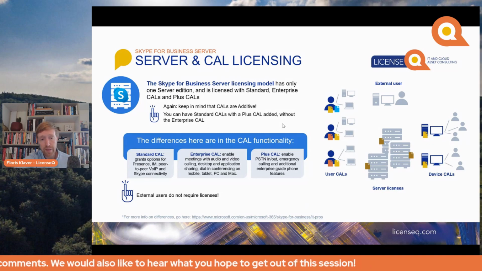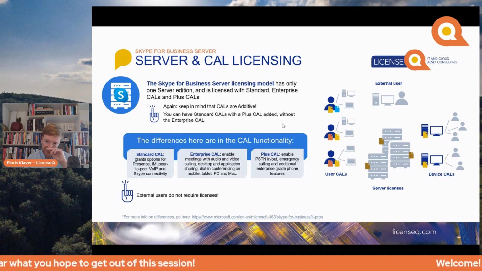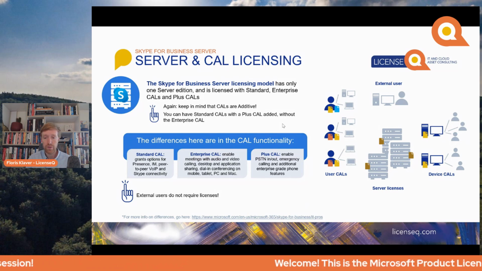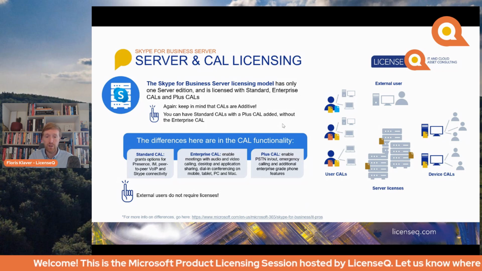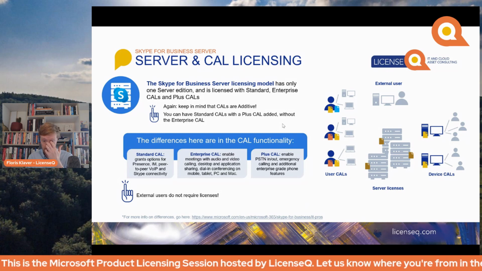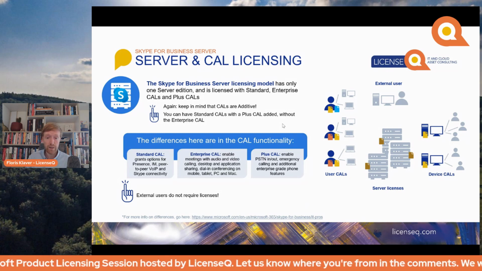So Skype for Business is the third one. It is basically the same as SharePoint server. You license your servers with the correct license, and then you assign the correct level of client access licenses to your users and/or devices. You have a standard, an enterprise CAL, and an additional one here is the plus CAL.